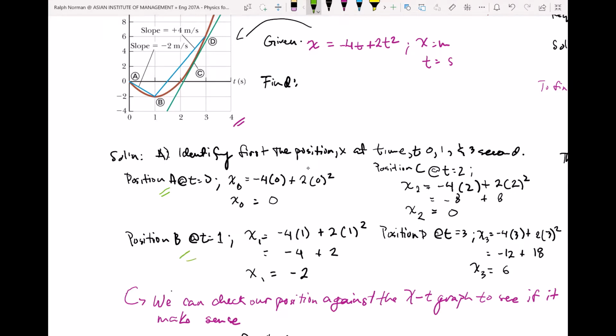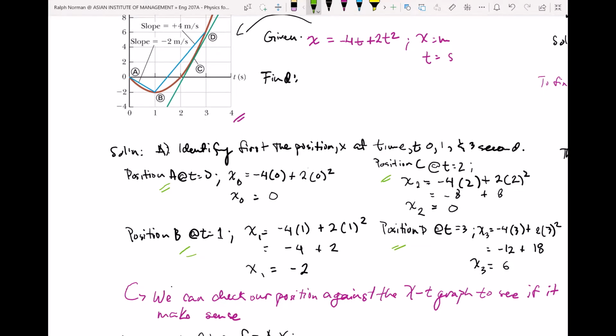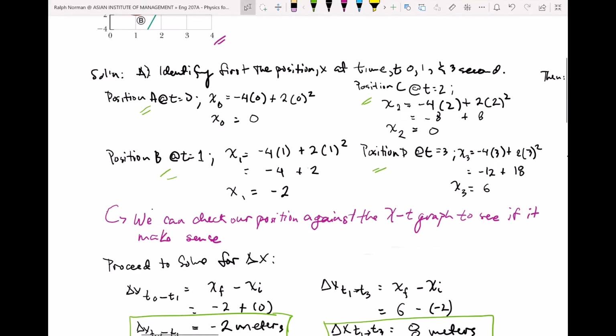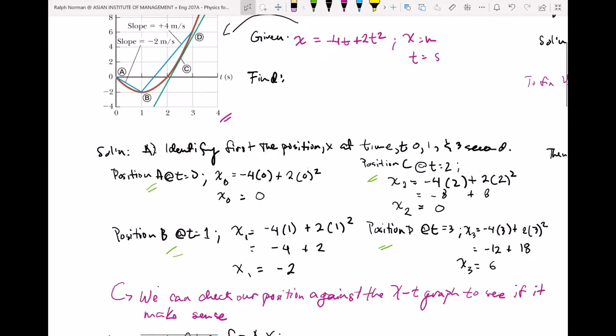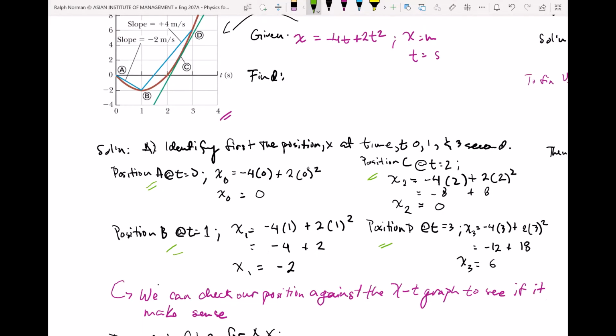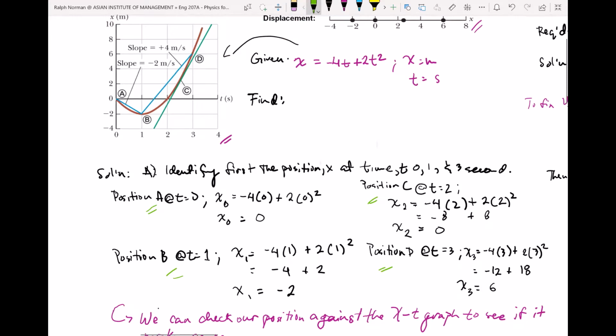Once we acquire all those, we can now get our total displacement. Note that you can also check our position against the position-time graph to see if it graphically makes sense. In this case, at t equals 0, your position is 0. At t equals 1, you are at negative 2 meters. That's good. At t equals 2 seconds, you are at 0, so you are here. And at t equals 3, you are at 6 meters here.